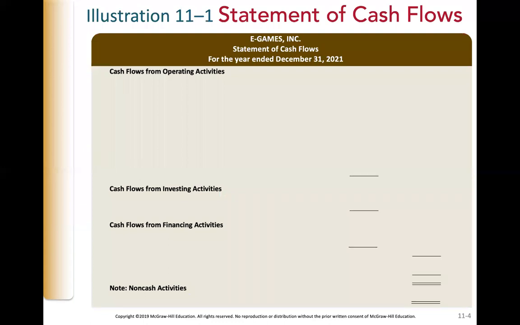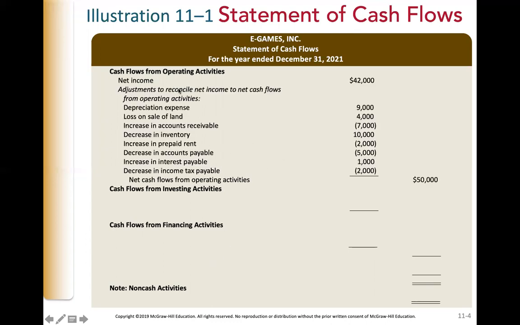This is eGames Inc. This is the company we'll be following in this chapter. As you see, we start out with the statement of cash flows. We have the three-line header: name of the company, name of the statement, and it's for a period of time. It's for the year ended. The basic format of all statements of cash flows follows this layout. The first section is the cash flows from operating activities. Then we have cash flows from investing, cash flows from financing.